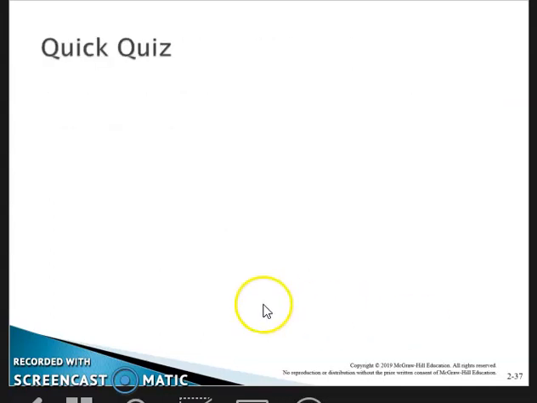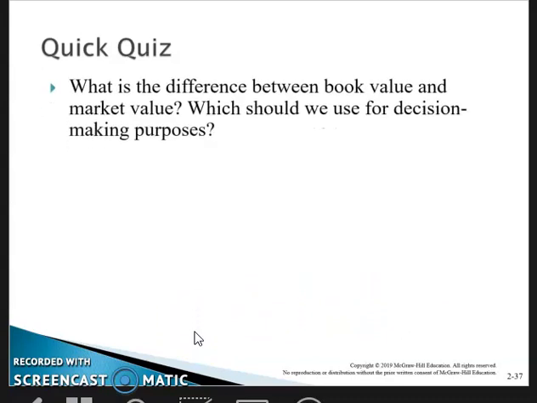So to finish up the chapter, we've got the quick quiz. The first question is the difference between book value and market value. Book value is an accounting value. It's based on what you actually paid for the item, minus the depreciation. You would use market value for decision-making purposes.